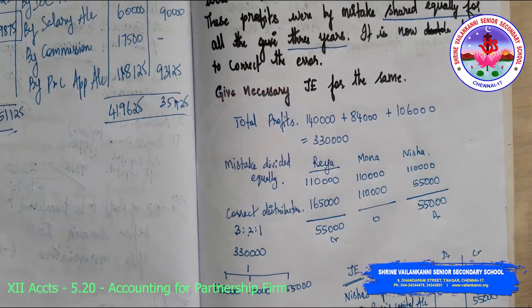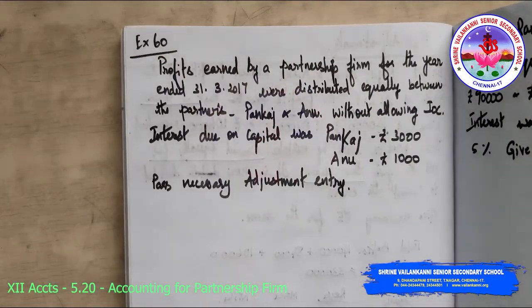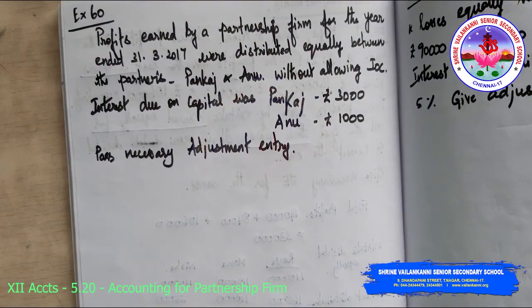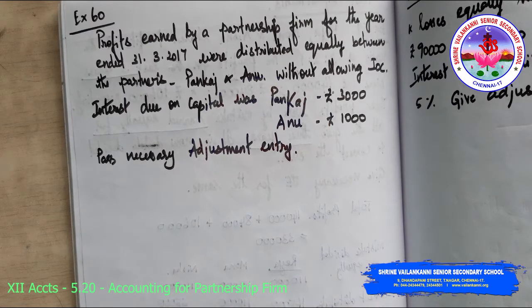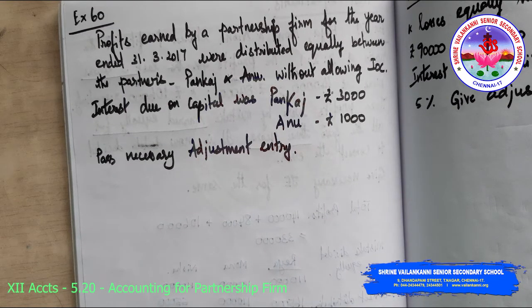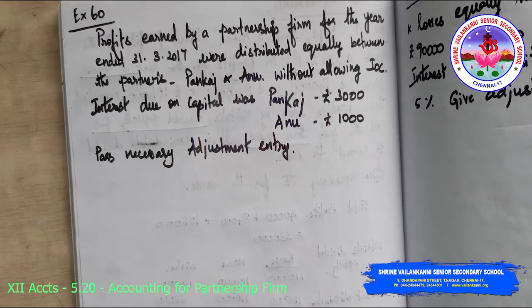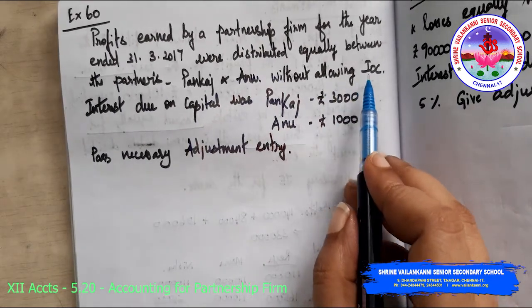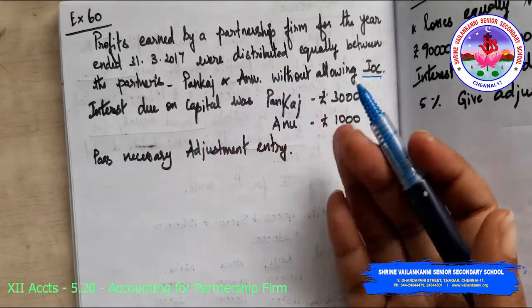Okay, the next problem. Profit earned by a partnership firm for the year ended 31/3/2017 were distributed equally between the partners Pankaj and Anu without allowing interest on capital. Interest due on capital was Pankaj 3000 and Anu 1000. Pass necessary adjustment entry. Now what they have done is, without appropriating interest on capital, they have distributed the profit.